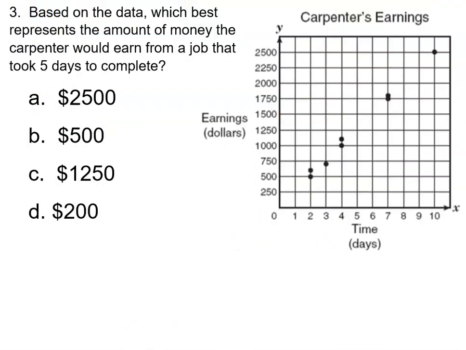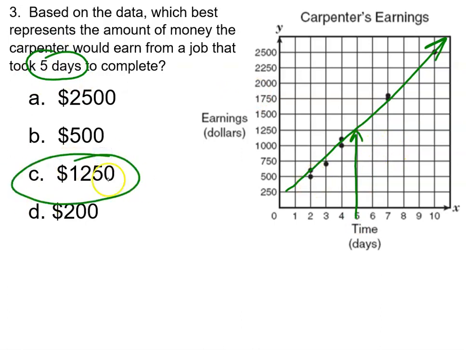Let's take a look at another question. Based on the data, which best represents the amount of money the carpenter would earn from a job that took 5 days to complete? Well, if I'm using a line of best fit, and you could sketch it more than once, you don't have to pass through all the points, but you certainly don't want a line of best fit way up here. So my line of best fit here is going to help me predict that if I have a job for 5 days, probably about $1,250.